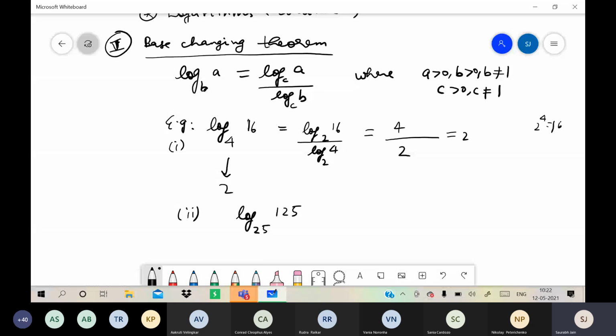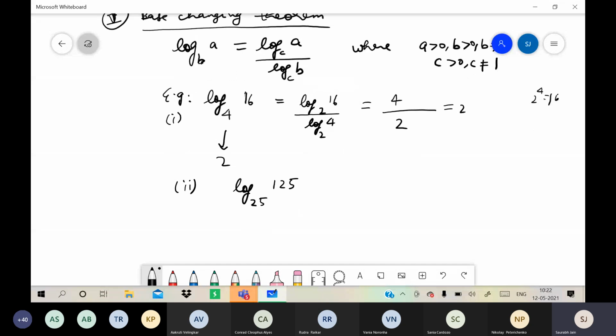Now directly calculating may not be easy. What should be the power of 25 so that we get 125? Some of you will say 5 because you do the multiplication. It's not multiplication, it is what is the power of this so that we get 125, correct? Now if I have to solve this question, and because I am not getting the answer directly, so what I will do, I will use base changing theorem, and I will try to give a base to it.